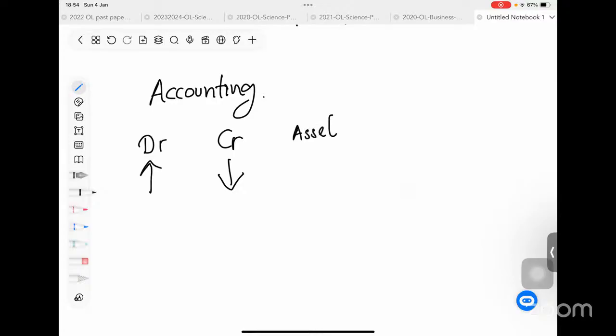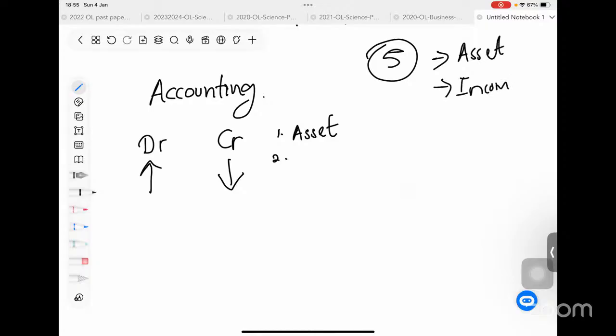One is asset. What's the other one? Miss, can you repeat the question? Okay, so in accounting, there are 5 elements. What are the 5 elements? Asset, income, expense, liability, equity.